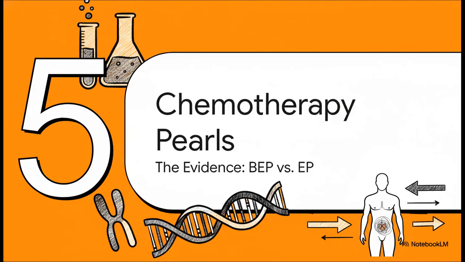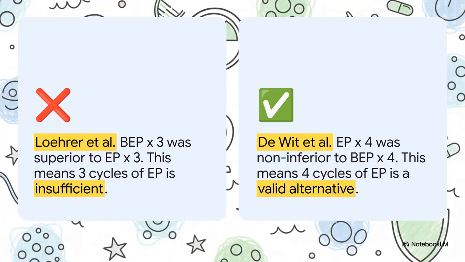This is where we get into the nitty-gritty of the clinical trials that actually built our guidelines. And if you're studying for your BCOP, knowing these trials and what they mean for our patients is just non-negotiable. This is essential stuff. So check this out. It really comes down to these two landmark trials. First, the LAURA trial basically proved that just dropping the bleomycin from a 3-cycle regimen was a bad idea. BEP for 3 cycles was just plain better than EP for 3.